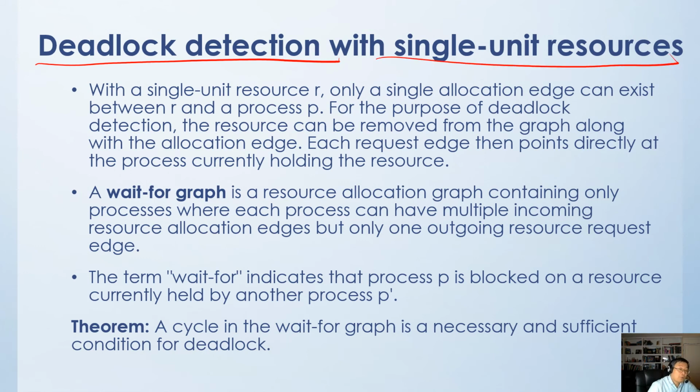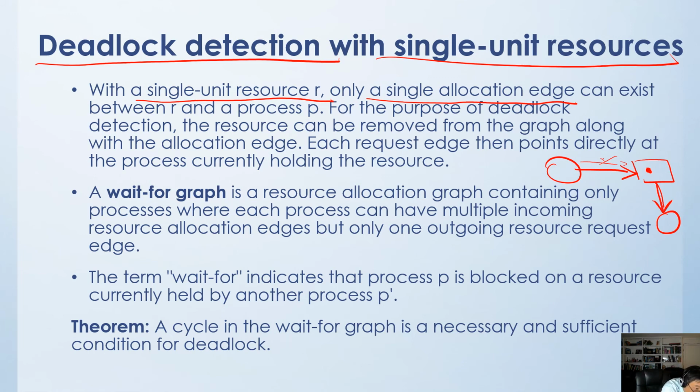So suppose all the resources have a single unit. There are no multiple units. Okay, now with a single unit resource R, only a single allocation edge can exist. So if I have, say, a resource, and because there's only one unit, if a process requests it, there's only one edge, right? There's no multiple edge, okay? And also, when a resource is allocated to a process, there's only one edge, okay?